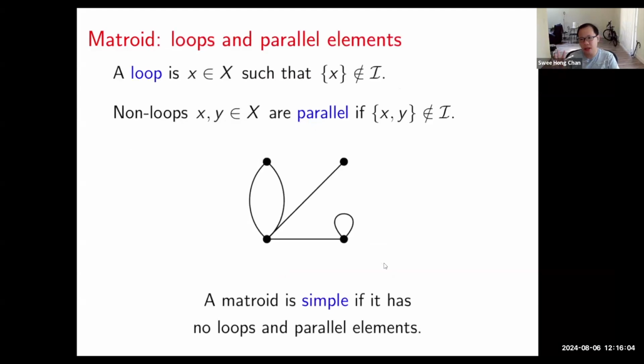Similarly, just like how in graphs we have the definitions of loops and parallel edges, we also have the same definitions for matroids. A loop of a matroid is an element such that, when you put it in as a set, that set is not independent. In particular, it means that you can simply remove the loops. Given any two proper elements, the ones that are non-loops, we say they are parallel if the subset containing both elements is not independent. In the case of graphs, loops correspond to loop edges, and parallel elements correspond to parallel edges. We say that a matroid is simple if it has no loops and no parallel elements.